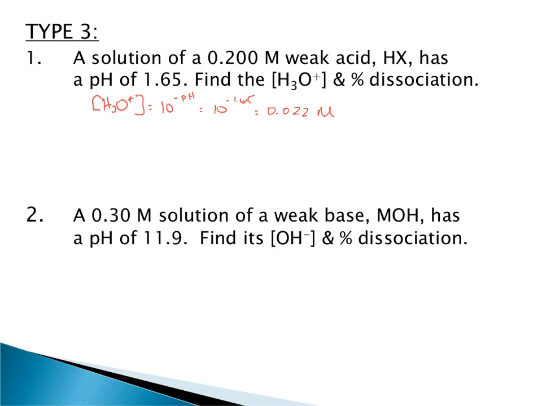So what that means is of the 0.2 molar concentration of the weak acid, 0.022 dissociated. So we take the 0.022 that we just found, and we divide it by 0.2 to find how much of that it is. And then to turn it into a percent, we'll multiply by 100. And when we do that, we're going to find that this weak acid is 11% dissociated.